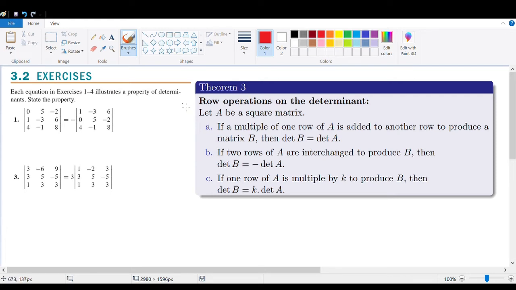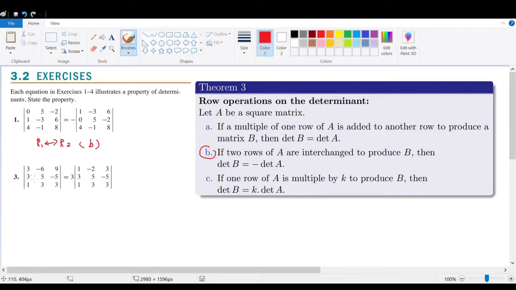In each equation in exercises 1-4, let's write a property of determinants and state the property. Here we have the determinant of this matrix, and it is equal to minus the determinant of this one. Since we have a negative, that means we did a row operation. From here to here, row 1 and row 2 are interchanged, so the determinant of this matrix is equal to minus the determinant of this matrix. So we apply Theorem 3, part B: if two rows of A are interchanged to produce B, then the determinant of B is equal to minus the determinant of A.